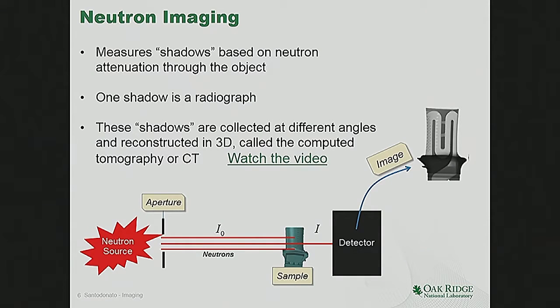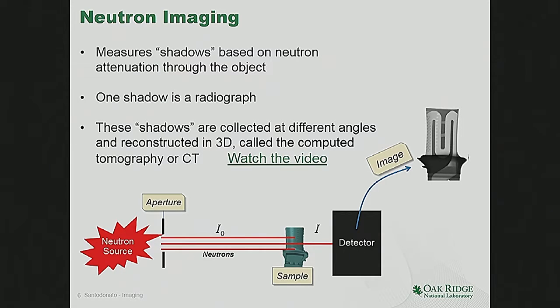And so here's a schematic of what it's all about. We're basically measuring the shadow of an object using neutrons. So it's a transmission image, and one shadow we'd call a radiograph, and if you have a series of them, you could construct a tomograph, which would be the 3D equivalent. These images are collected at different angles and reconstructed in 3D.